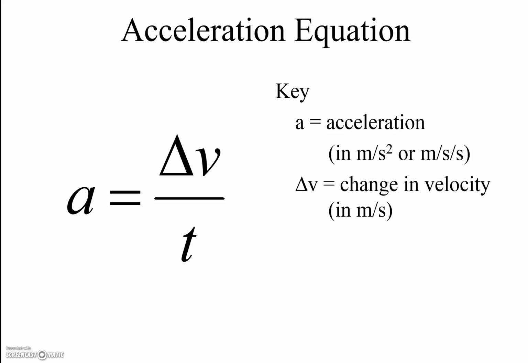That value may be directly given to us, or we may have to use the previous equation to calculate it. And our T stands for time. And our units for time are going to be in seconds so that they match up with the units in our velocity.